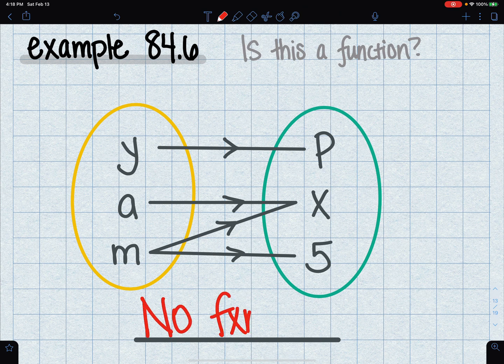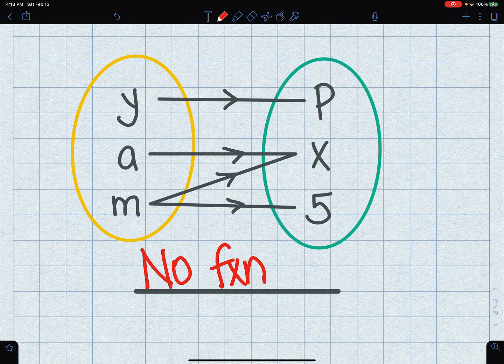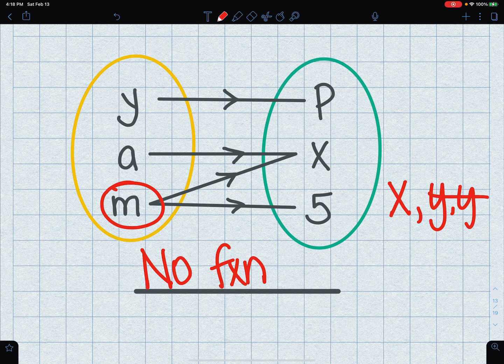No on the function. Why is it not a function? Because there's 2 y's for that m. You can't have an ordered pair that is x, y, y. No, that doesn't make sense.